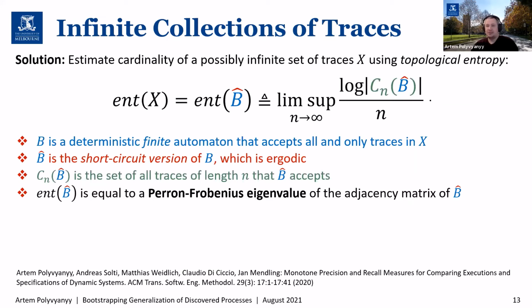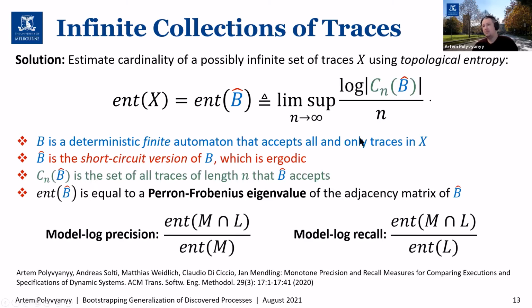So we have computational means to precisely compute that entropy value. And then we measure those quotients that I showed you on the previous slides not by establishing cardinality, but by measuring entropies of the corresponding sets. For example, model log precision will be measured as M overlap L, taking the entropy of that set, and dividing by the entropy of M. And model log recall will be similar, but divided by the entropy of the log. So that's how we address the problem of infinite collections of traces.